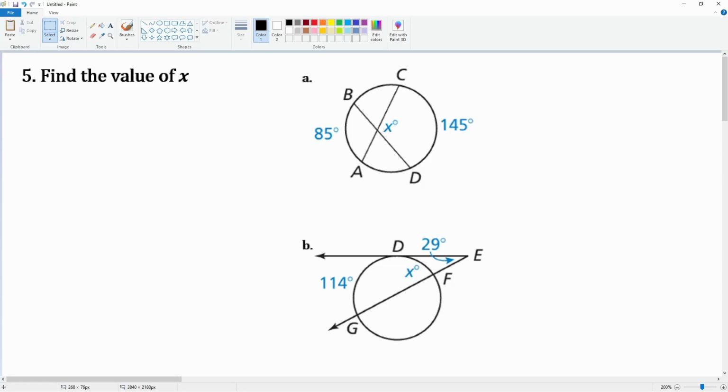So this is the other question 5. We're asking you to find the measure of angle x. Here you have two chords that are intersecting. However, they're asking for the angle relationship.